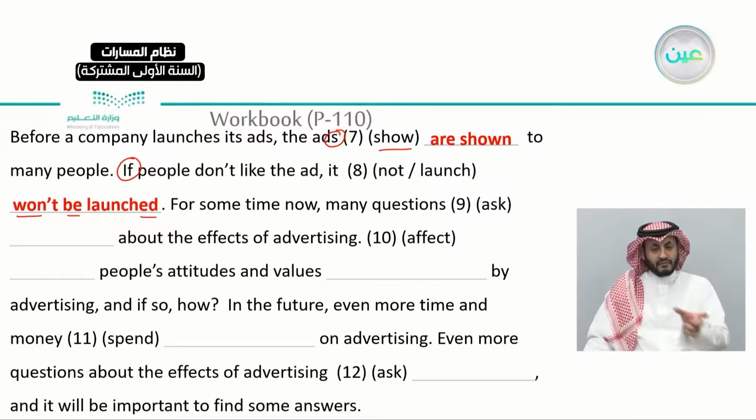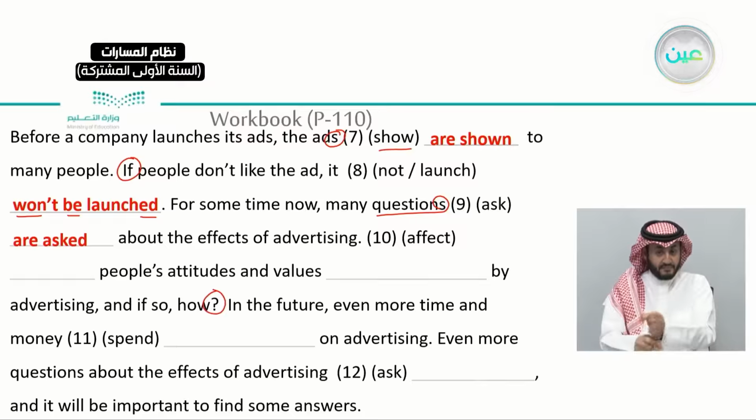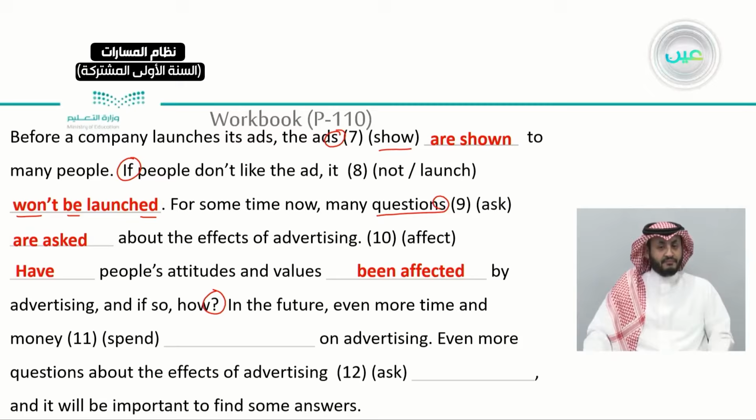For some time now, still speaking in the present, many questions, notice, not one question, many questions, present, are asked about the effect of advertising. Now it is a question. We will start with a question, so we need a helping verb. People's attitude and values by advertising. So have people's attitude and values, we will use affect, been affected. Have they been affected by advertising?